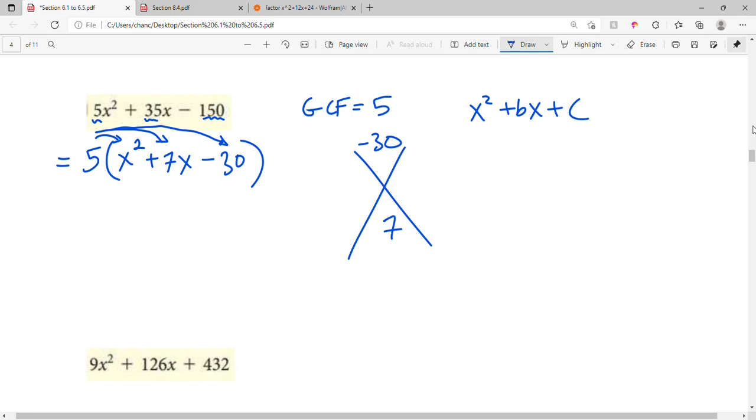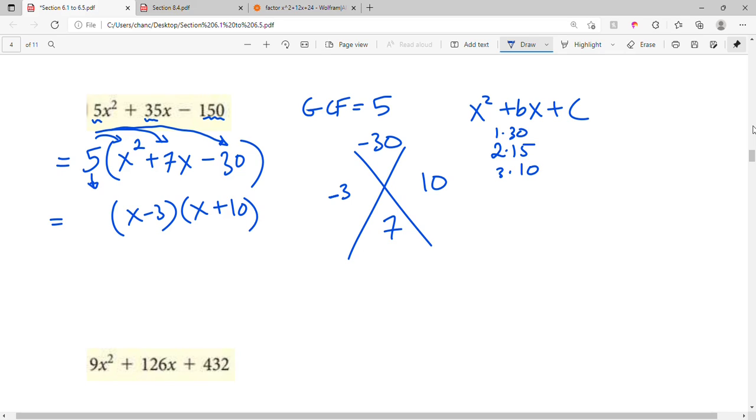Well, let me check. 1 times 30 doesn't work. 2 times 15 doesn't work. 3 times 10 doesn't work. Oh, actually it does work. We have a 3 and a 10 here. But it has to multiply to get negative 30, so we'll use a negative 3 here. Negative 3 plus 10 does add up to 7, so those are the correct numbers. So this factors as x minus 3 and x plus 10. But don't forget to bring down that 5 to the front. So our answer is 5 times x minus 3 times x plus 10.